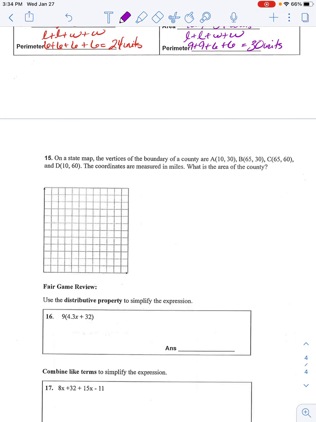Next page. Number 15. Here was the one I was talking about on our last day together, the one to pay attention to. You've got one on your study guide, you got one on your test. On a state map, the vertices of the boundary of a county are (10, 30), (65, 30), (65, 60), and (10, 60). Those are large numbers. You cannot go by ones anymore.